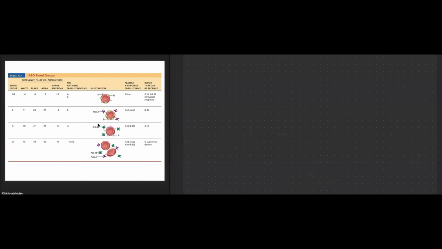Continue our discussion back to the blood. All right, so remember, we've got 4 blood types according to the ABO blood typing. We've got blood type AB, we've got blood type B, blood type A, and blood type O.